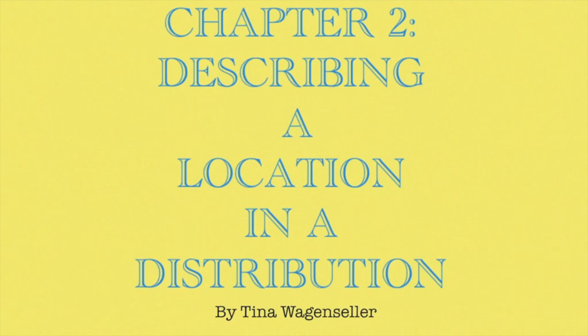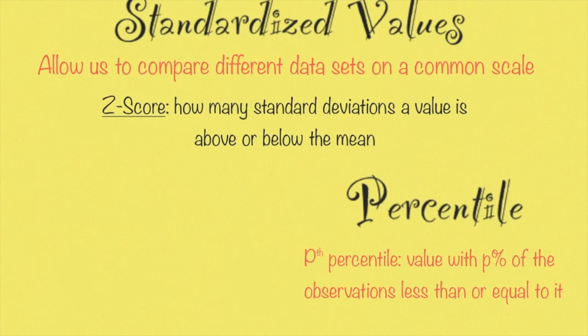This video will be explaining Chapter 2, which is describing location in a distribution. Standardized values allow us to compare different data sets on a common scale. So, for example, SAT and ACT scores, and a z-score is an example of a standardized value, and that is how many standard deviations a value is above or below the mean.